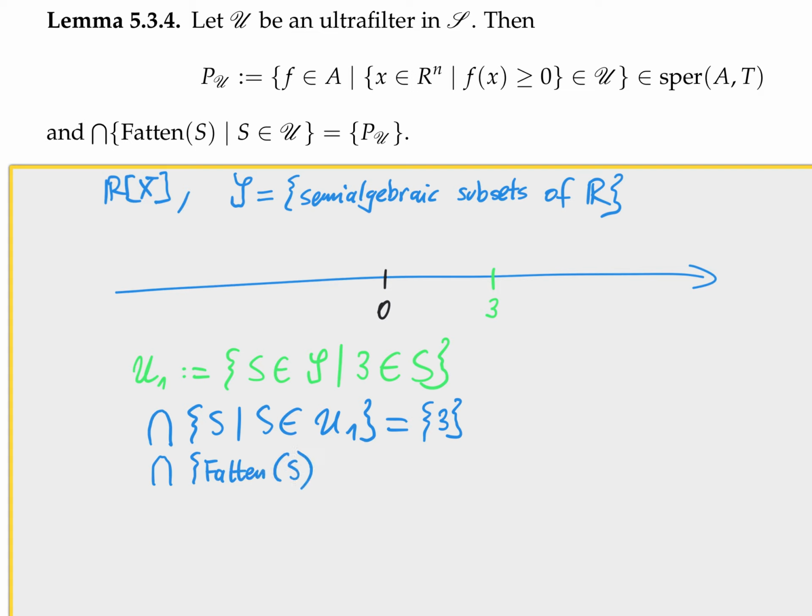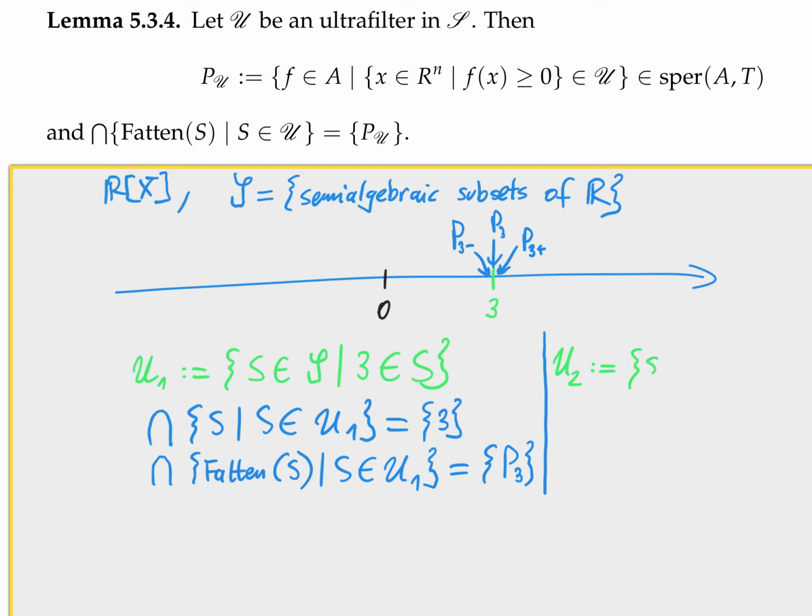Now if you take the fattenings instead of S, so I take here these constructible sets, then I get P3, right? You know what P3 is, right? I have here P3 plus, and here P3 minus. Okay, so that's good.